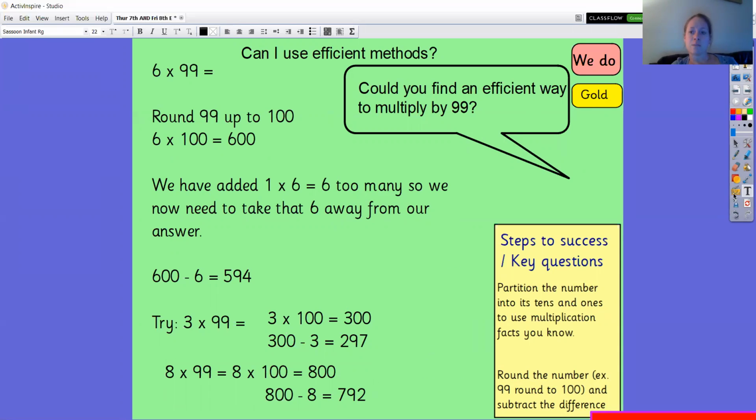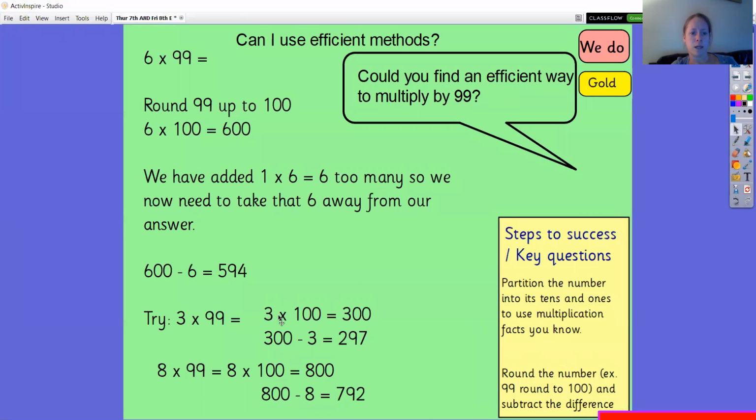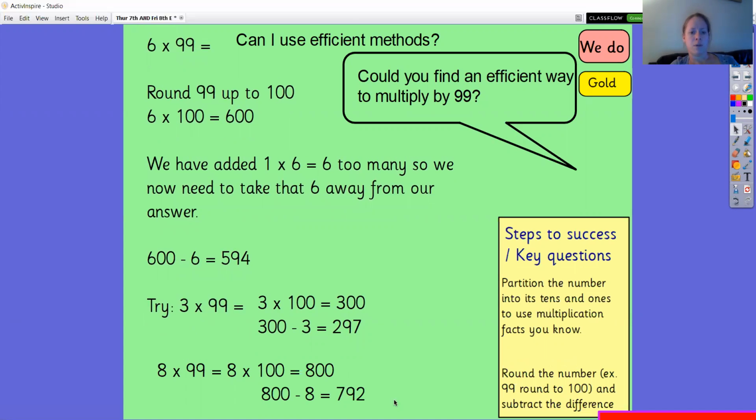Okay, so again, it's about efficient methods. Use whichever way you find easiest to work out, count back or whatever. But I think you'll probably agree, doing that, even if it's a bit of a pickle to count back 800 take away 8, that's still much easier than trying to do 8 times 90 and then 8 times 9 and then add them together. That's going to be a much longer and much harder way to do it. So this is a more efficient way of doing it.